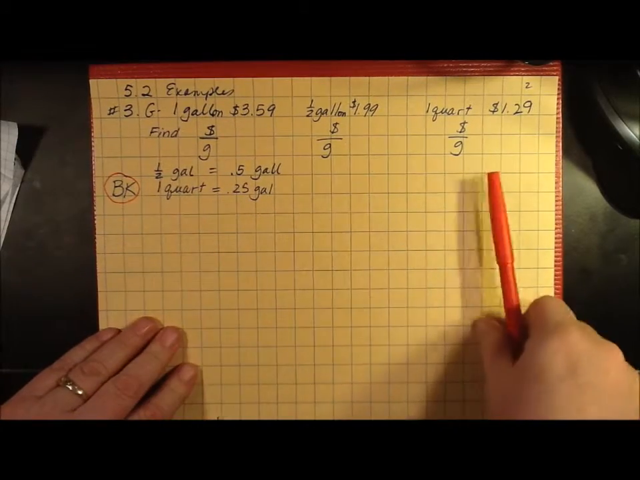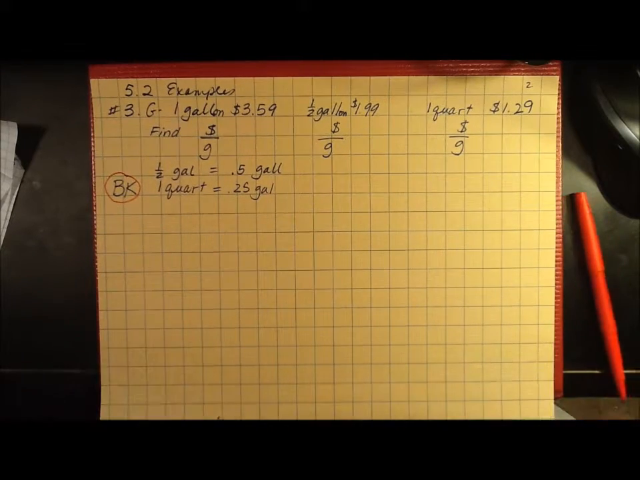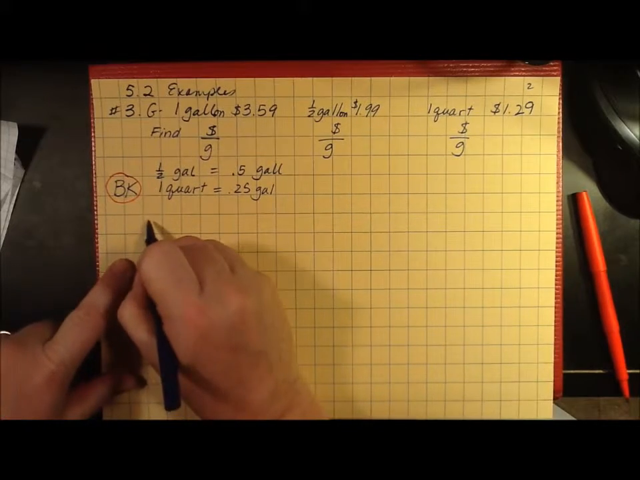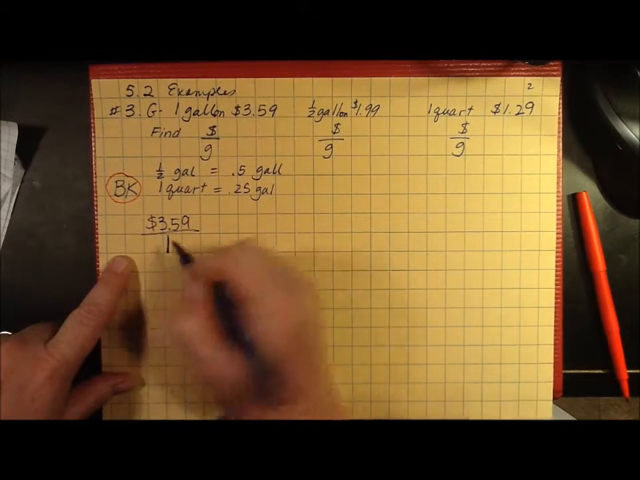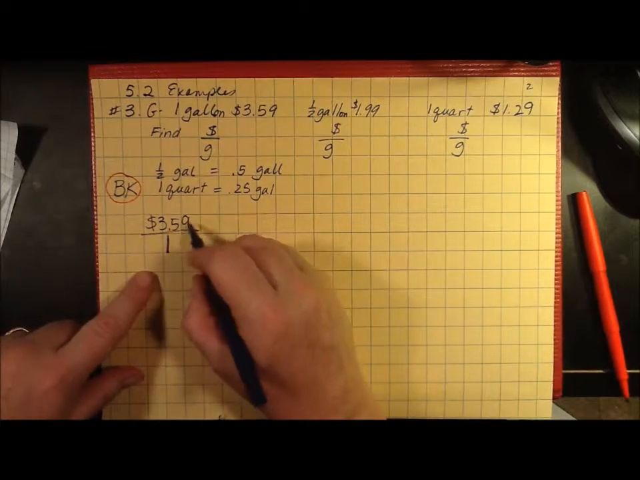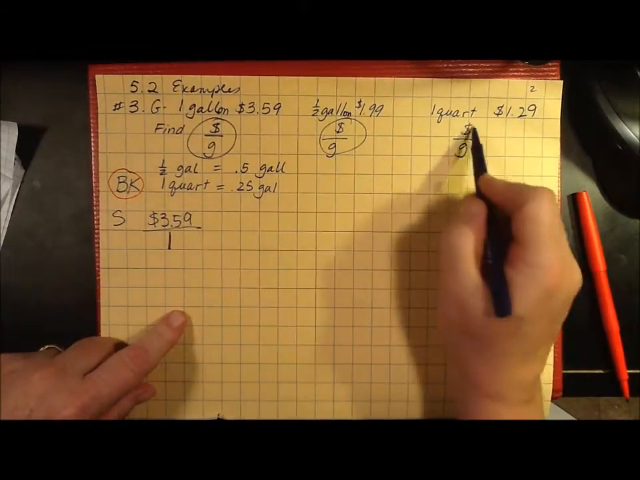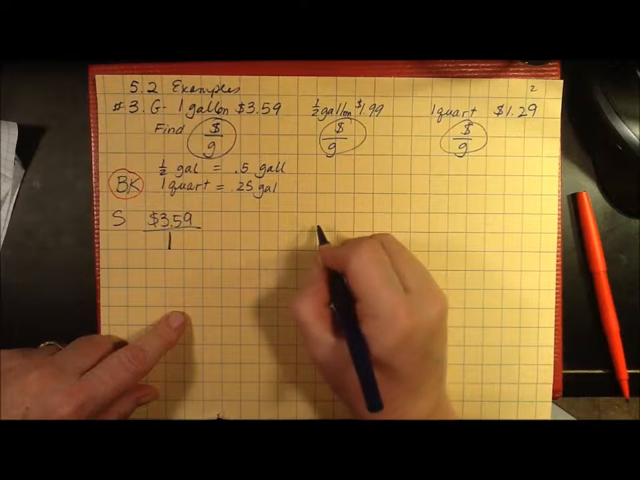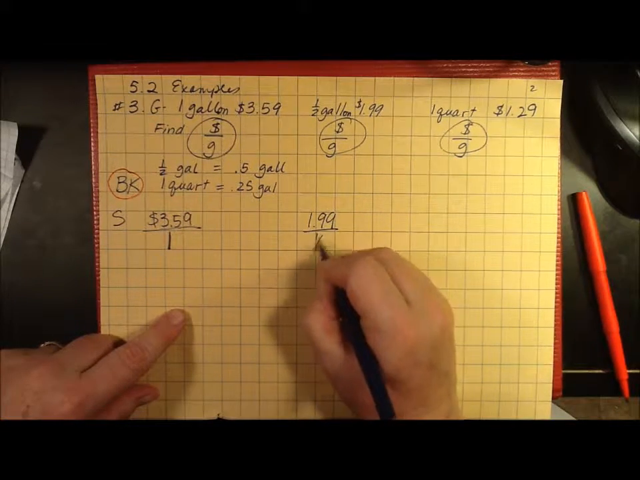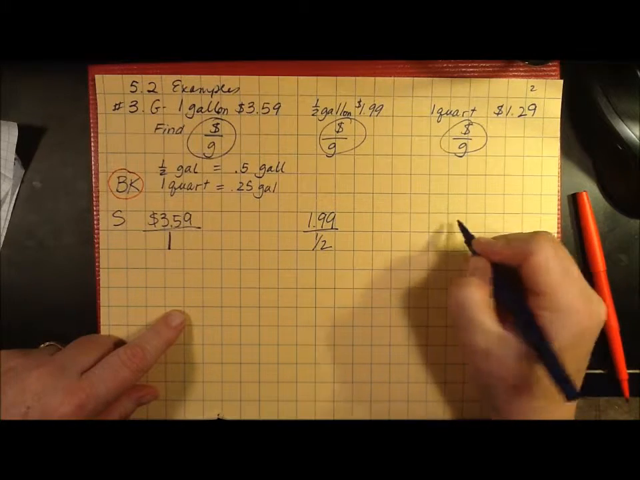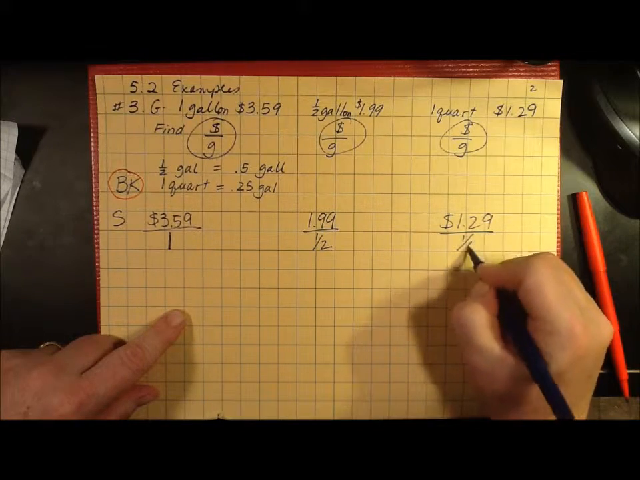Okay, so here in our first one, it asks you to find which is the best price. So here I have $3.59 per gallon. That's for 1 gallon. So we're looking for dollars per gallon. The second one is $1.99 for half a gallon. The third one is $1.29 for 1/4 of a gallon.